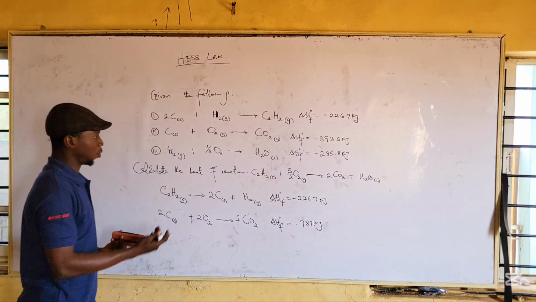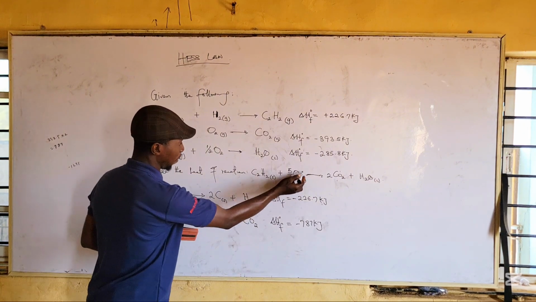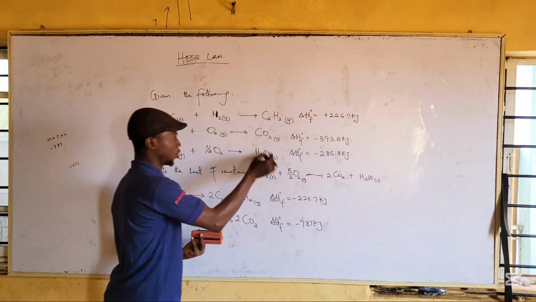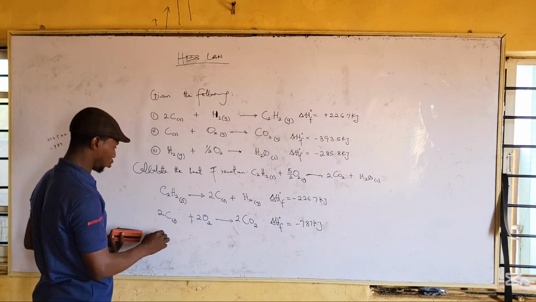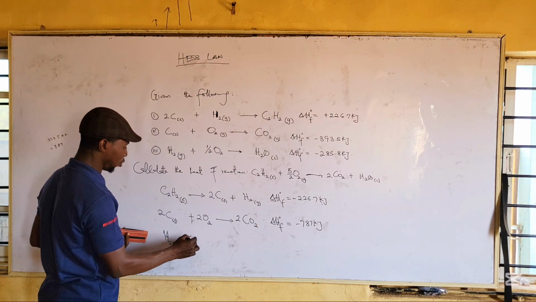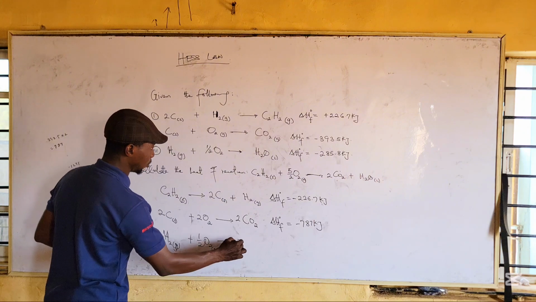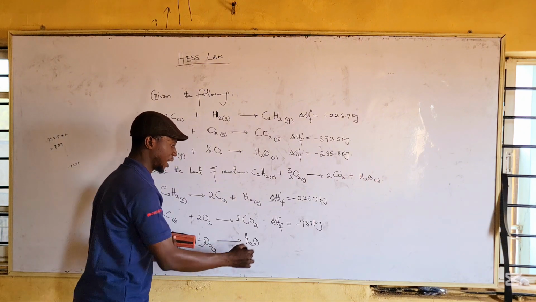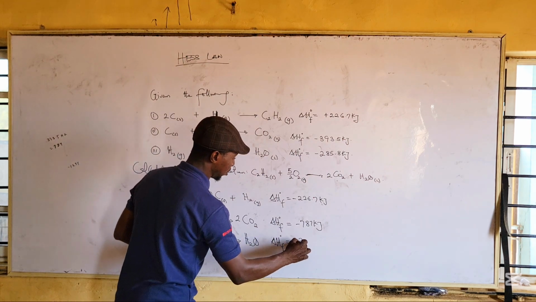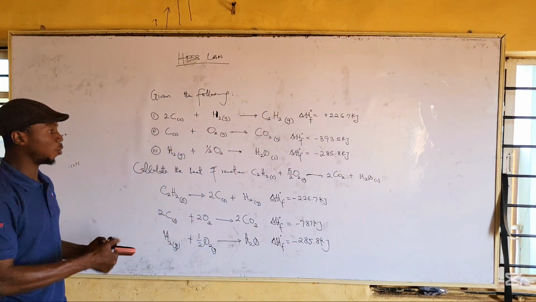Now for the third equation, we're not going to change anything, because we have oxygen at the reactant side. In this as well, we have oxygen at the reactant side. We as well have water at the product side. Here we also have water at the product. So we just write it like that: H2 gas plus half O2 to give H2O. So the standard heat of formation is not going to change. It remains the same because we didn't flip and we didn't multiply by any number: minus 285.8 kilojoule.